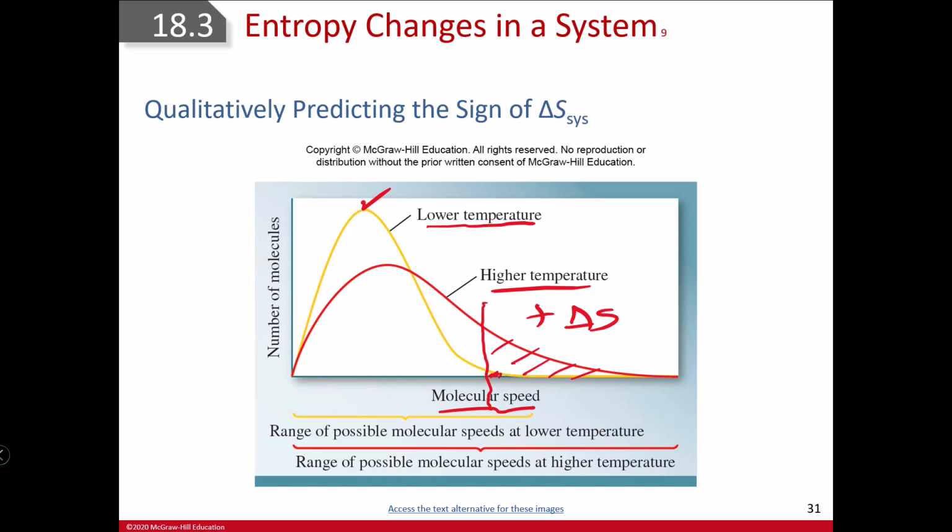Higher temperature, greater distribution of speeds for molecules, but more molecules are going to have a higher speed at a higher temperature, or greater speed at a higher temperature than lower temperature.